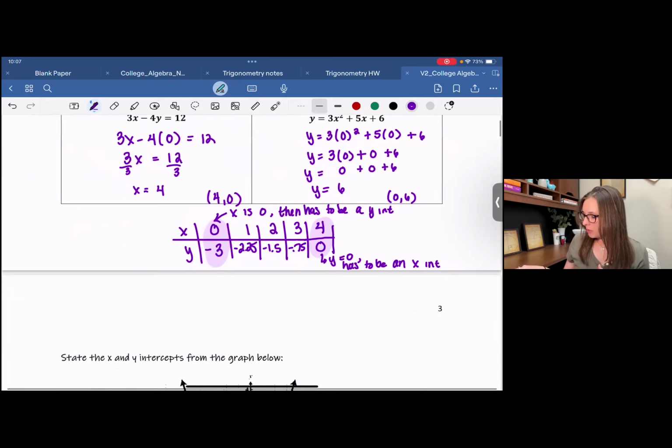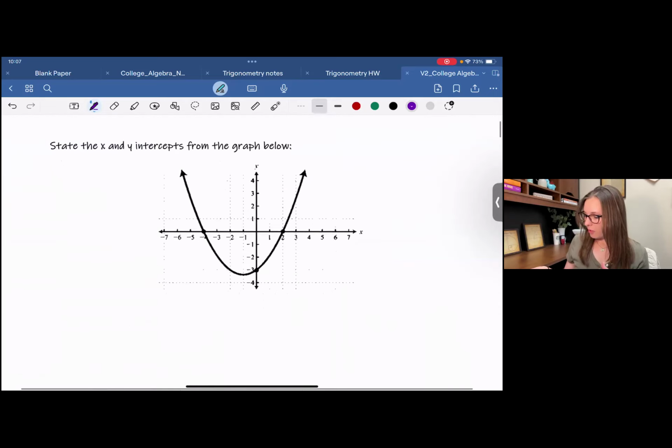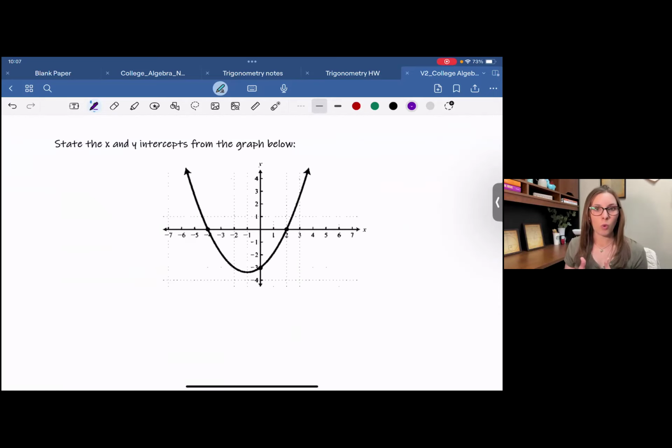And then the last representation here, we have a graph, and we're going to be stating the x and y intercepts. This is a non-linear function, but we can still find the x and y intercepts just by looking at the graph. So I want you to pause it, write these as points, try it, and come back.